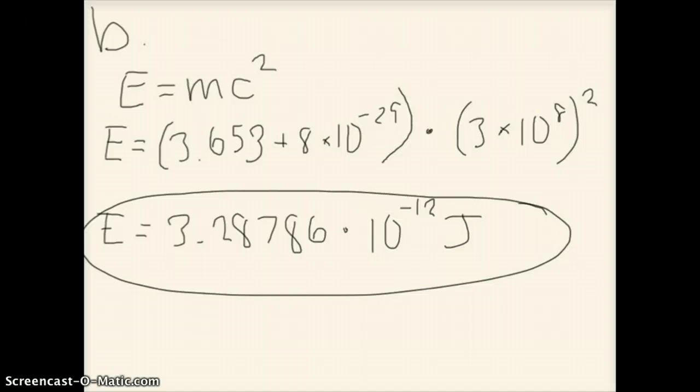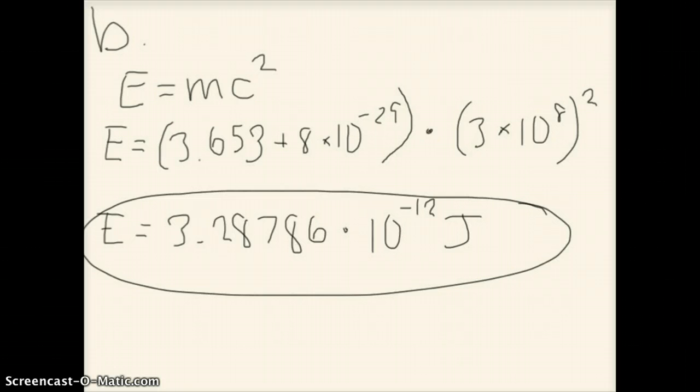And that's that formula that tells us that is E equals mc squared. So what we said is energy equals the mass in kilograms that's lost times the speed of light squared. And we calculated that out to be 3.28786 times 10 to the negative 12 joules.